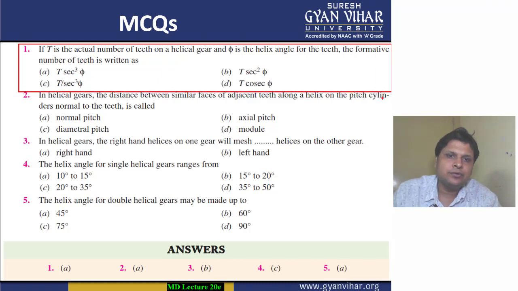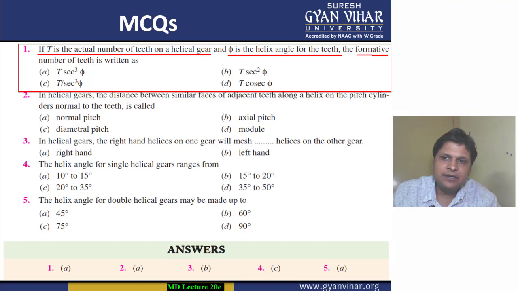is saying to you that if T is the actual number of teeth on a helical gear and phi is the helix angle for the teeth, then the formative number of teeth is written as, so what is the formative number of teeth formula, if we have the helix angle and the actual number of teeth? From the four options, A is T sec cube phi. The formula which I have told you, students, is T upon cos cube helix angle.